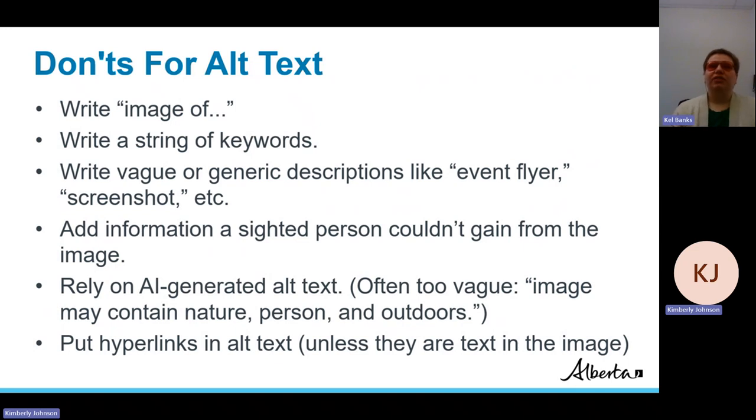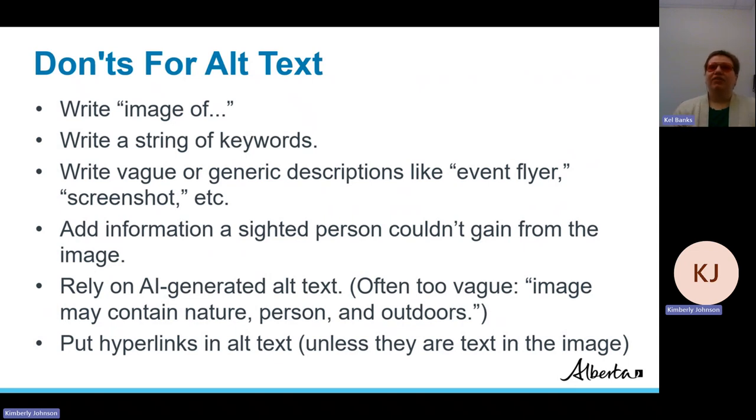You don't want to include just a list of keywords. As I said earlier, you need to write in proper sentences so that the crucial information from the image is conveyed. And you don't want to make your alt text very vague, such as saying "event flyer," "screenshot," etc., because this does not give very much information at all. What does the flyer include? It might include the location and the time of the event that you're advertising. If you just say "flyer," the person reading it with a screen reader will have no idea about the details of the event, where to show up, when to show up, what the event is even about, etc.